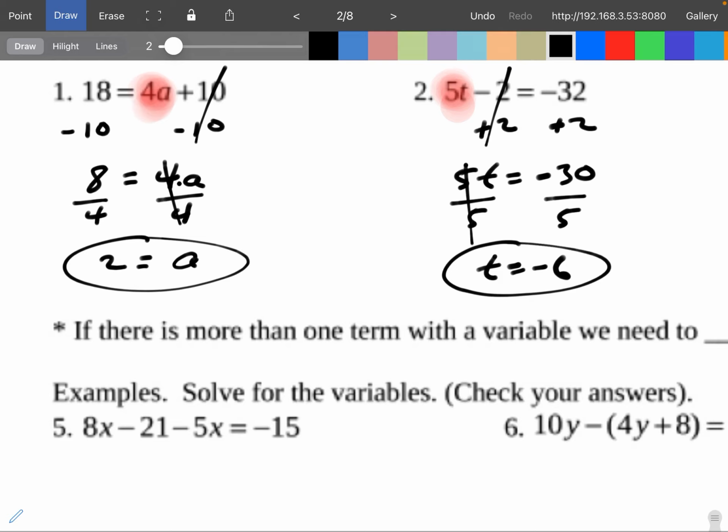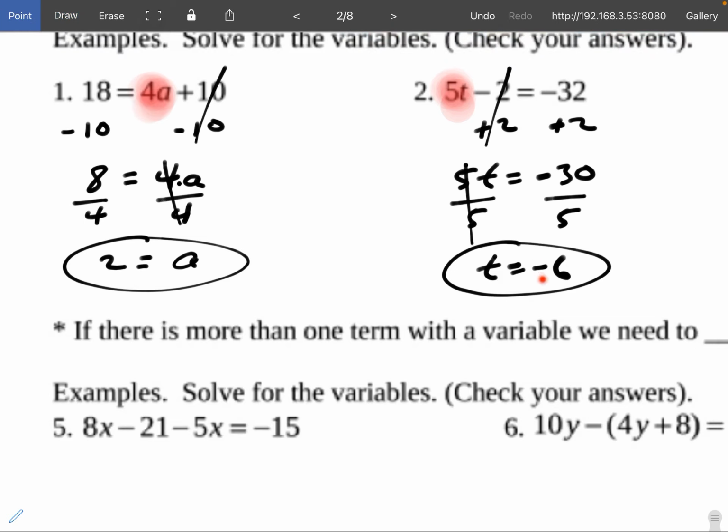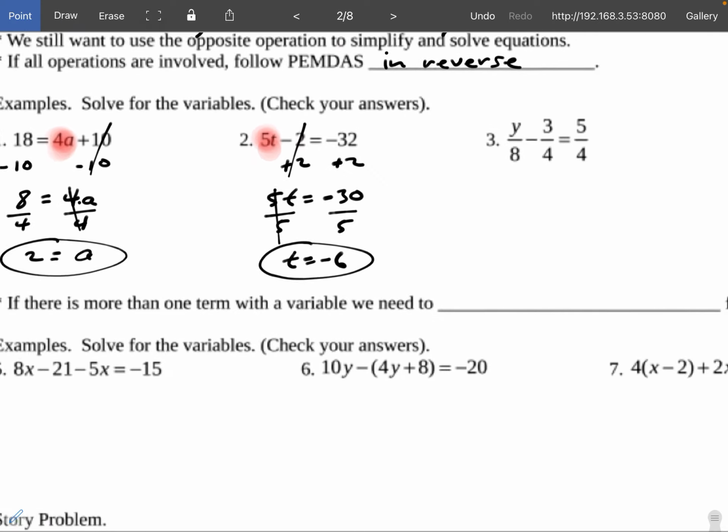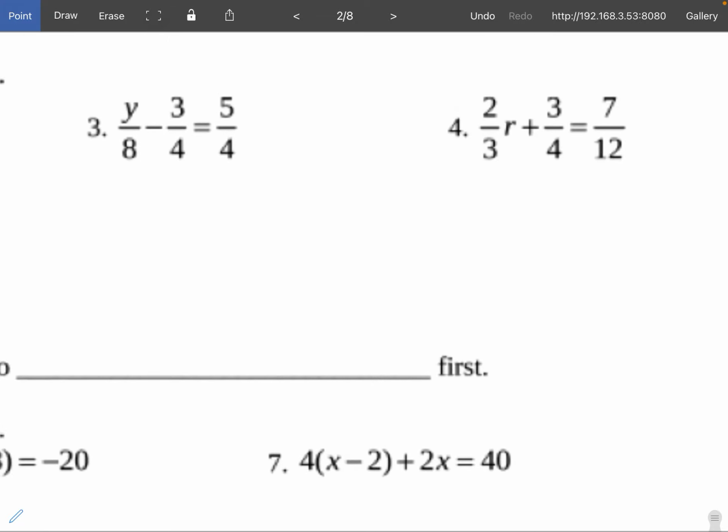But don't forget you could check these, okay? So for example, on this one, you could take that negative 6 that you got for t, and you could plug it in right there. So you'd have 5 times negative 6. That would be negative 30. And then minus 2 more. That would give you negative 32. So that checks. Okay, you can either do the check kind of mentally like I did right there, or you could just use your calculator to check it also. All right? So again, that was an example of a 2-step one.